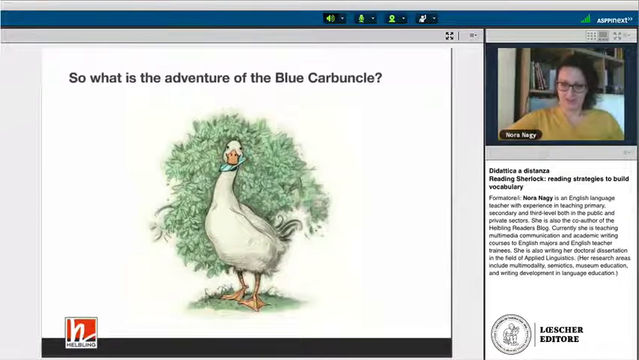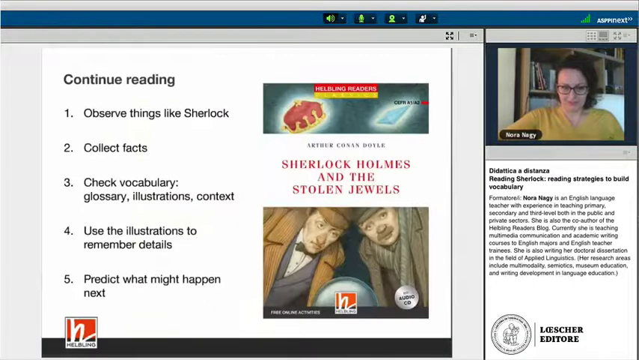Someone says the goose eats the carbuncle. The goose will be roasted. Yes, it's a Christmas goose, so probably he will be eaten. All right. So if you keep reading the story, you will find out more about what happened to the blue carbuncle. And you can also see how Sherlock solves the whole mystery.